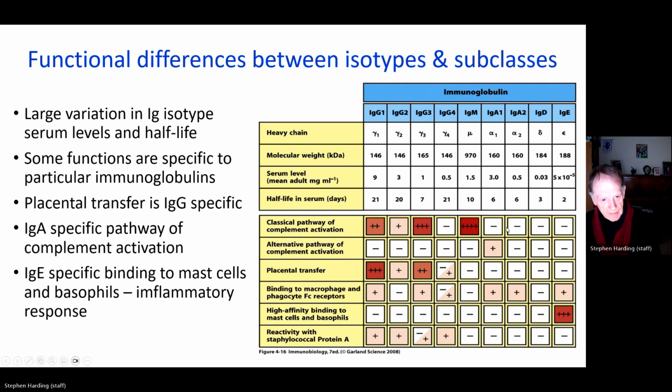So I got the spelling mistake just there. And this compares the molecular weights. So IgE has a higher molecular weight than IgG. IgG3, because of its longer hinge region, has a larger molecular weight, again between 900 and 1,000, and a million molecular weight for IgM.